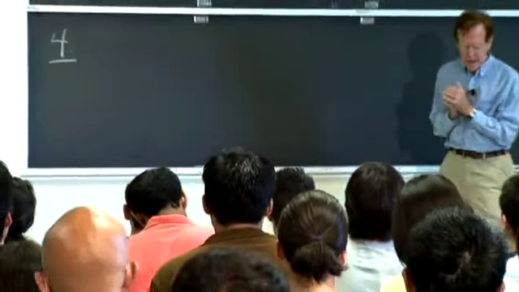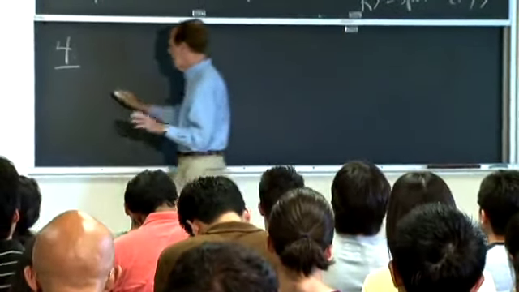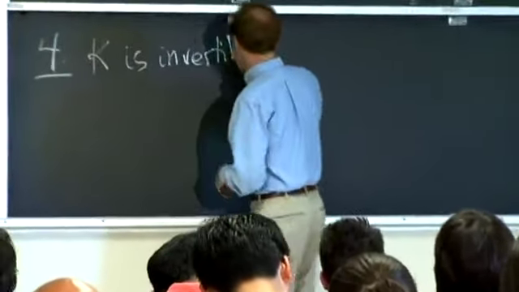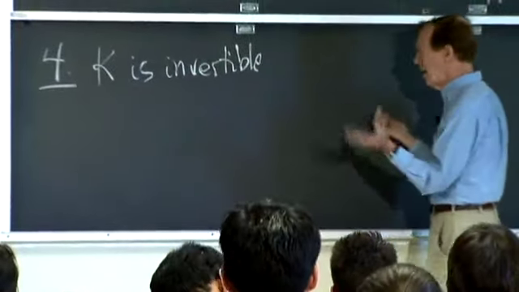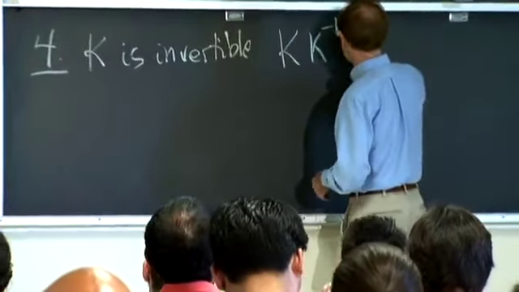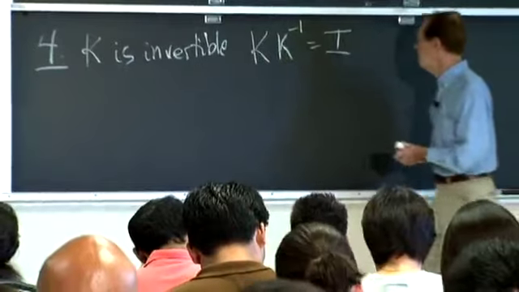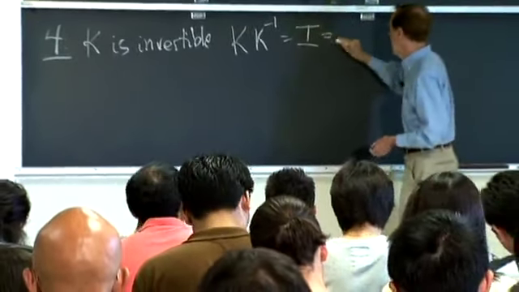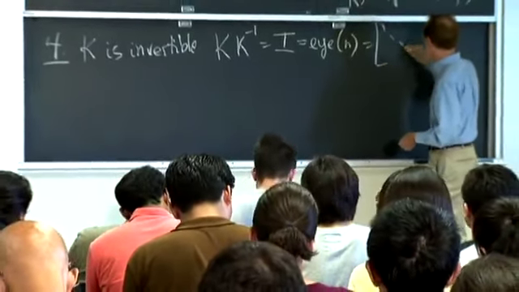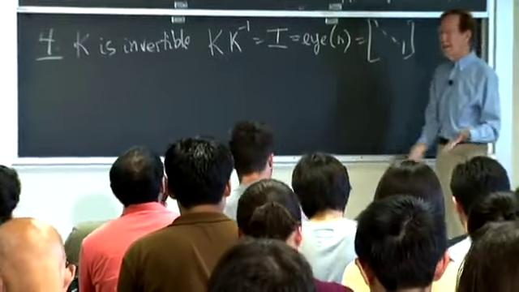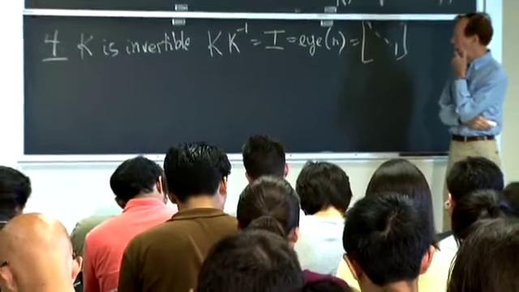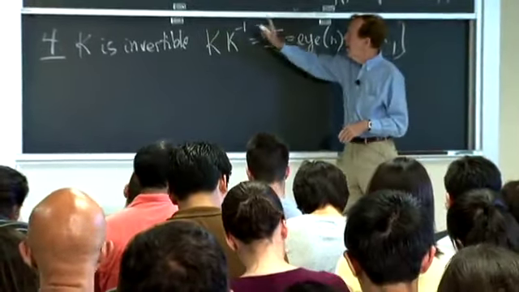And how do you recognize an invertible matrix? So this one is invertible. So let me say K is invertible. And what does that mean? That means that there's another matrix, K inverse, such that K times K inverse is the identity matrix. The identity matrix in MATLAB would be I of n, the diagonal matrix of ones. It's the unit matrix. It's the matrix that doesn't do anything to a vector. So this K has an inverse.